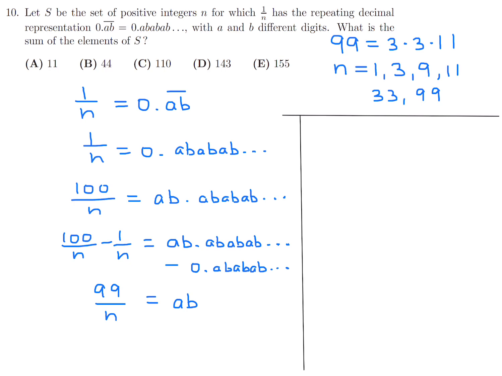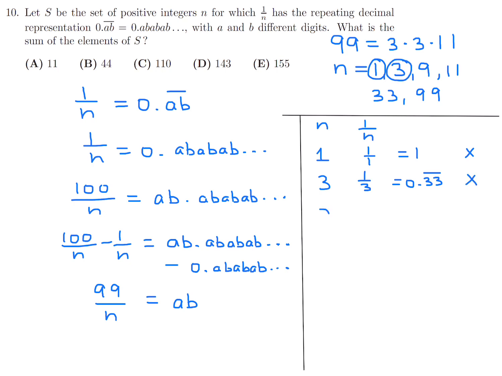So let's start with the first one. When n is 1, our 1 over n is 1 over 1, which is just 1. And that's not of this form, right? So that doesn't help us. Okay, that takes care of that one. When n is 3, our 1 over n is 1 over 3, and that is 0.3333. And initially you might think, okay, that's good, but the problem is that a and b have to be different. You see what I mean? This is 0.33, a and b are the same, so that's no good.